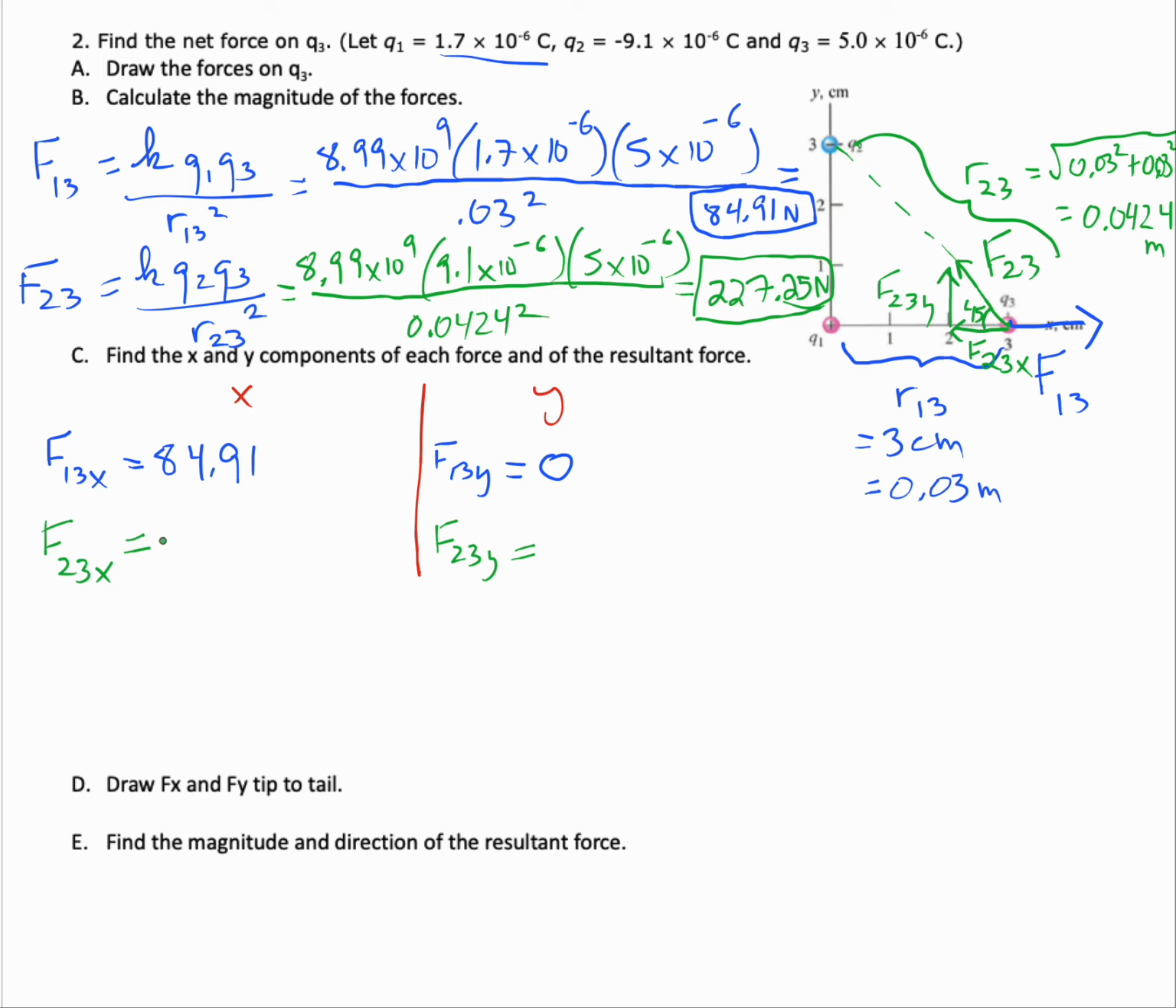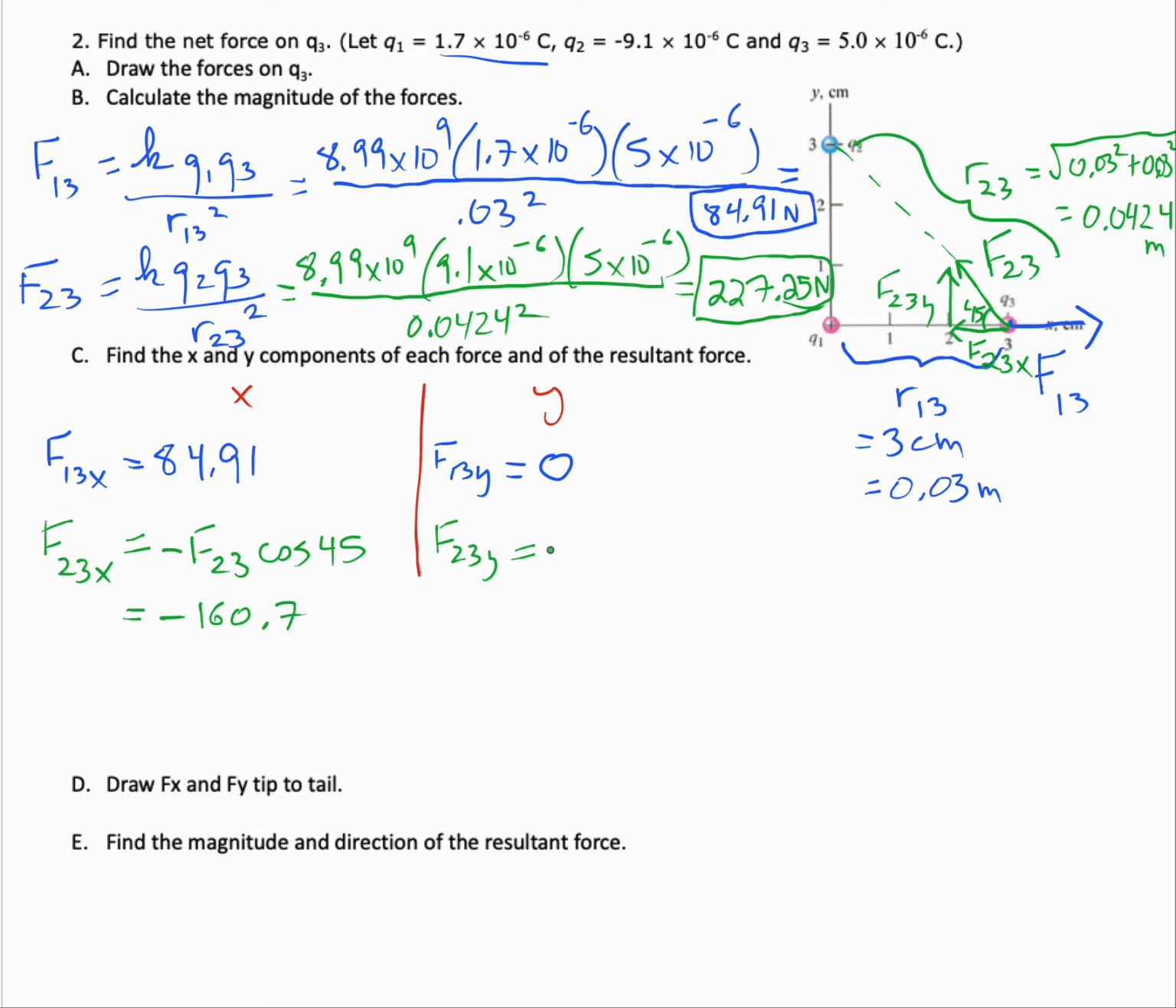So the x component is pointing to the left, so we know it's negative, and it's adjacent to the angle, so it uses cosine. The way we write a component that is adjacent to the angle, we write the hypotenuse first, which is F23, and then cosine of the angle. And that's going to give us negative 160.7, where I did plug in F23, which was 227.25. I did plug that in there.